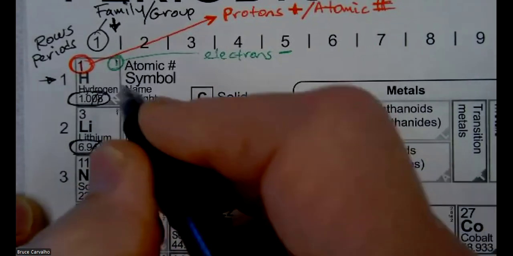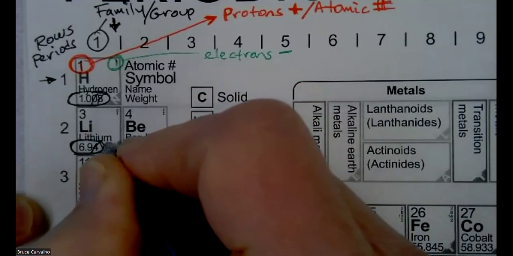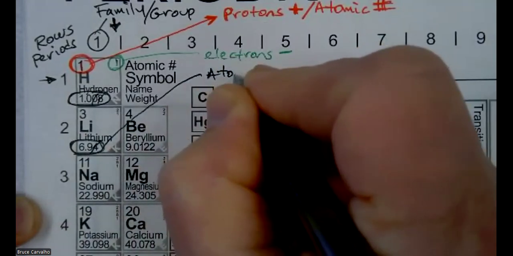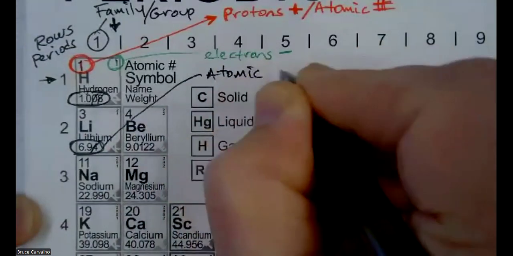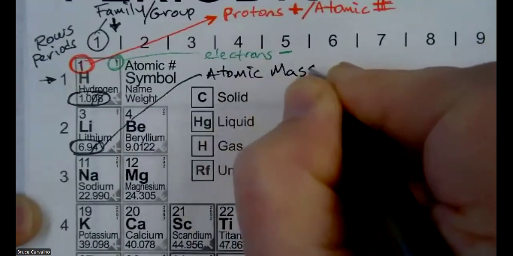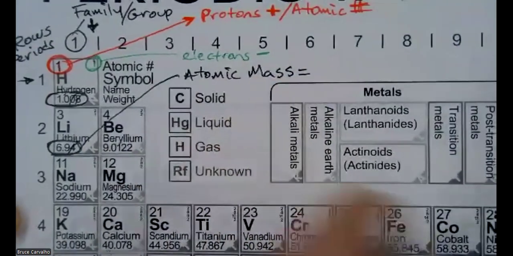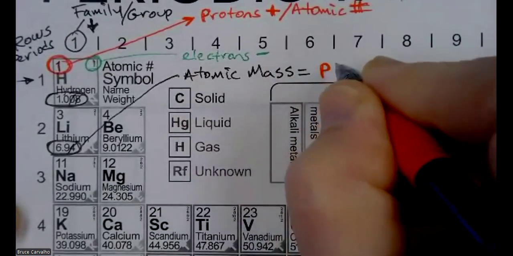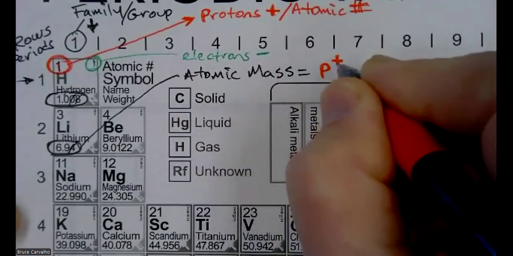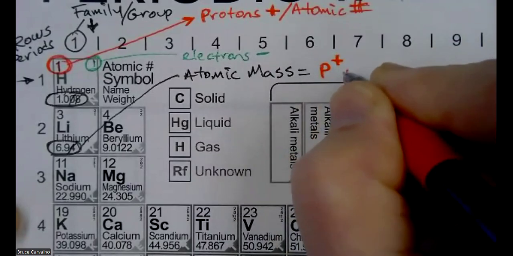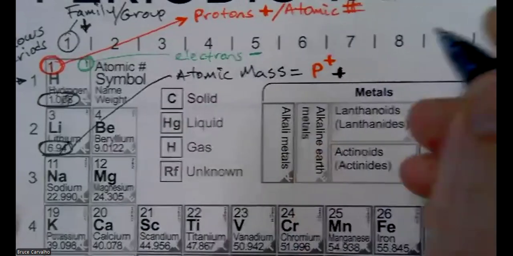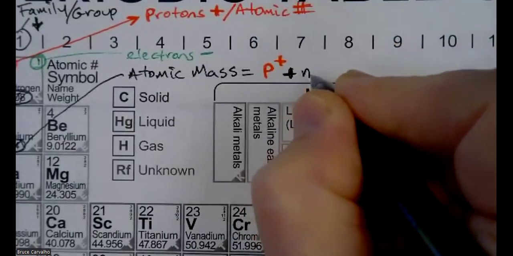Now that number, let's take lithium, for example. That number is the atomic mass, and it equals the number of positives plus the number of neutrons.